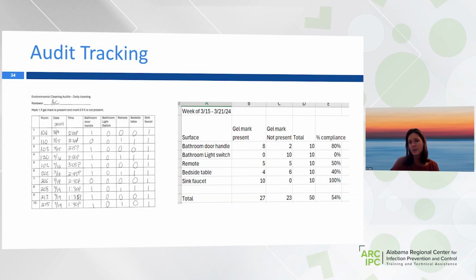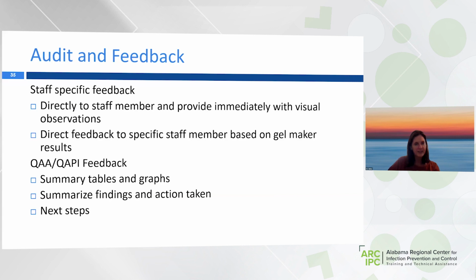And so here, again, we can look at compliance by surface. So again, we think about that targeted education. The bathroom light switch, we definitely got to call some attention to that, for example. Sink faucet, we're doing great. Overall compliance, we still have opportunities for improvement. But nonetheless, this kind of helps you see how you're doing. And then, as I mentioned, we certainly want to keep that staff-specific feedback, and then we also still want to have the higher-level summary of the information. So, again, just think through what's the best way to do that.